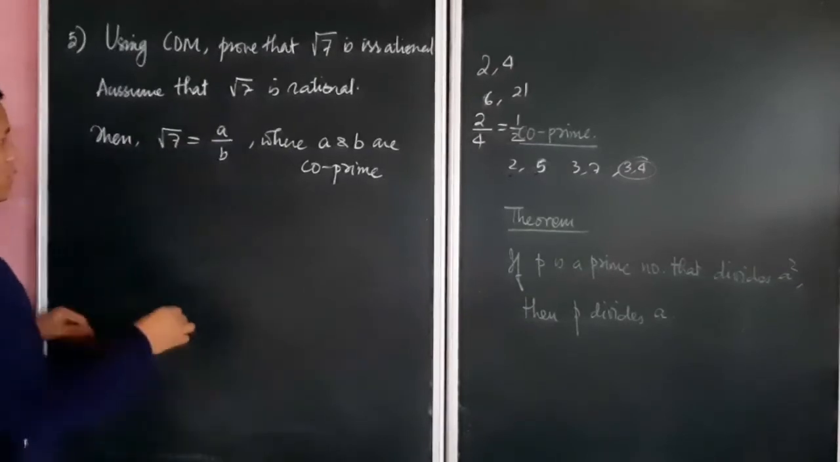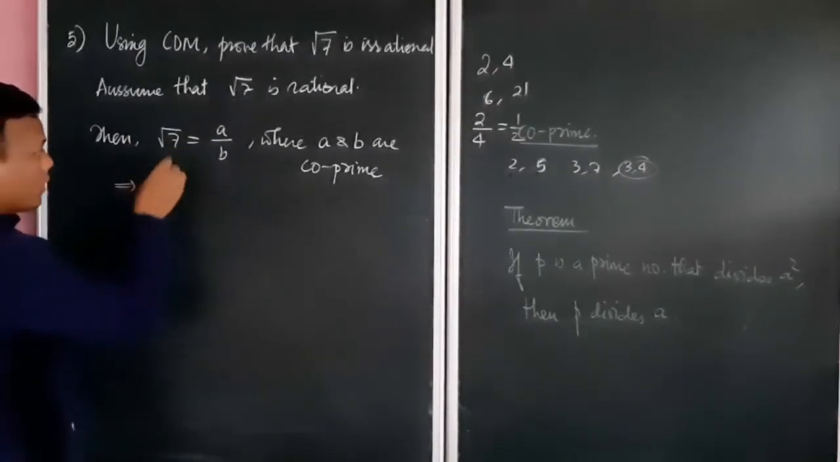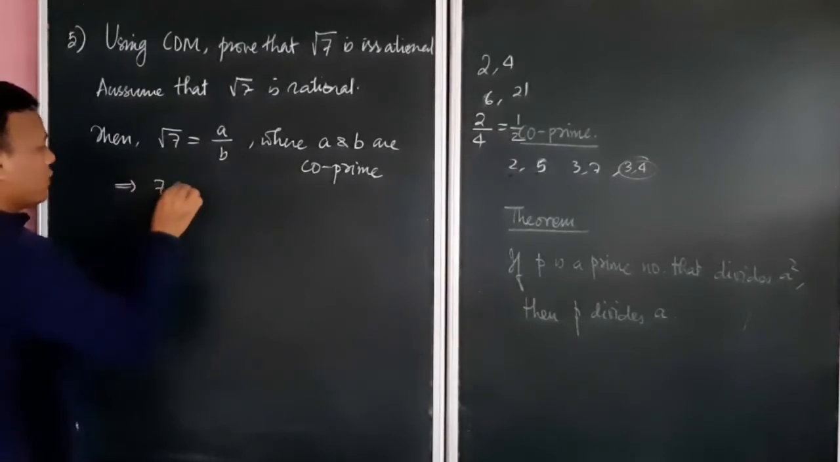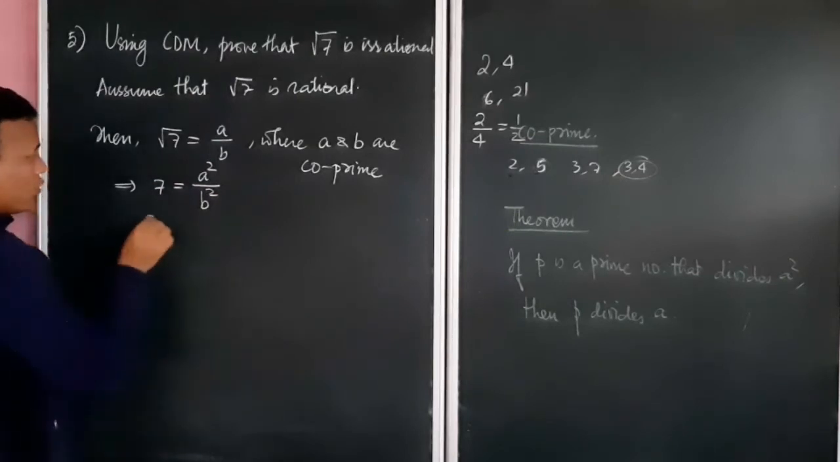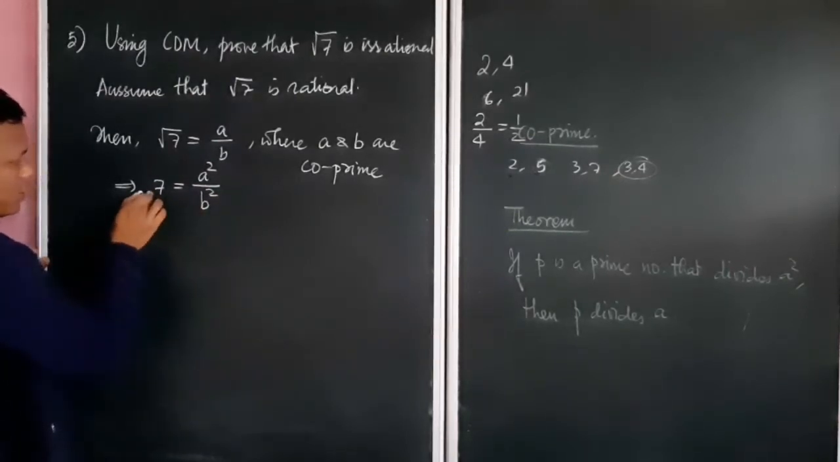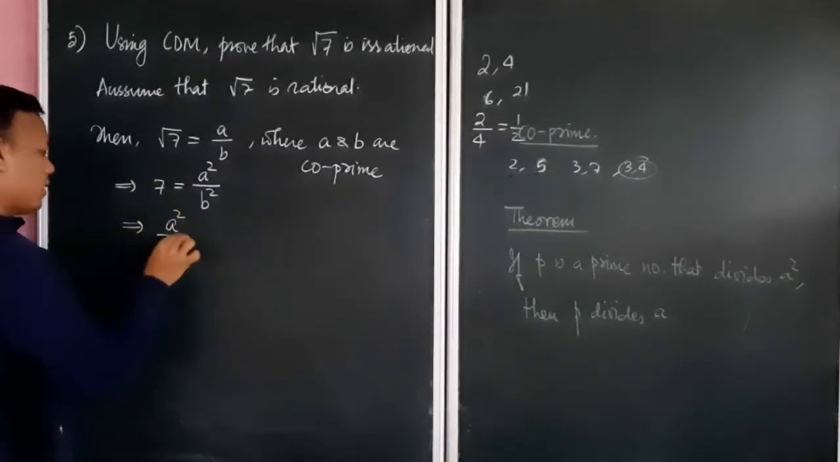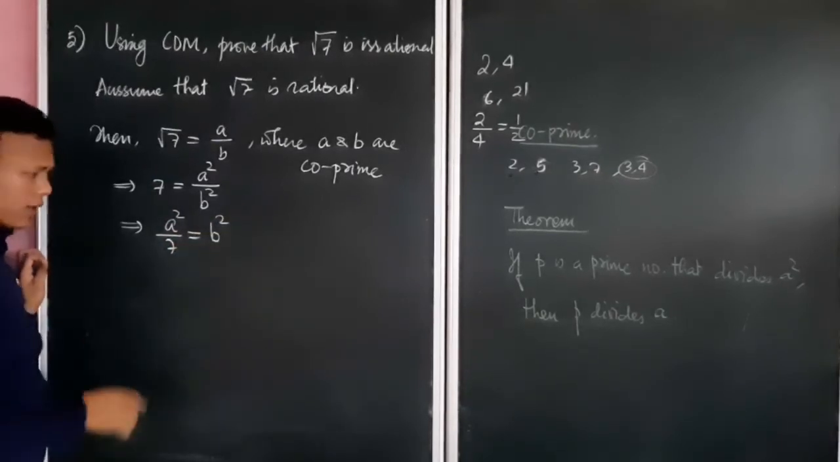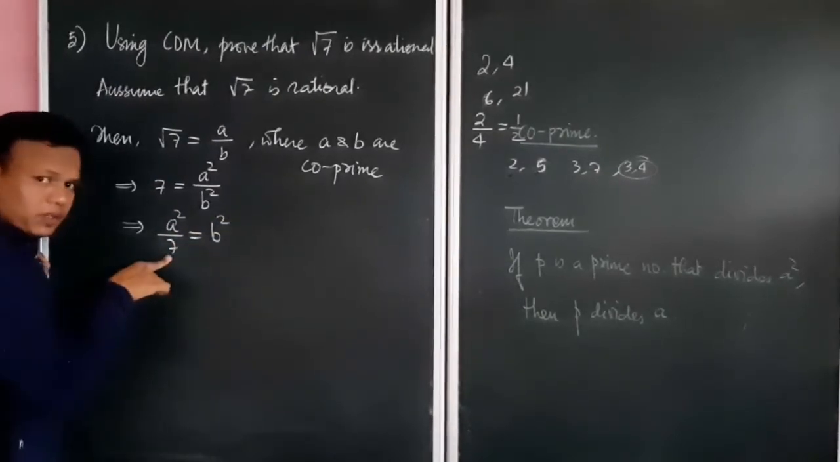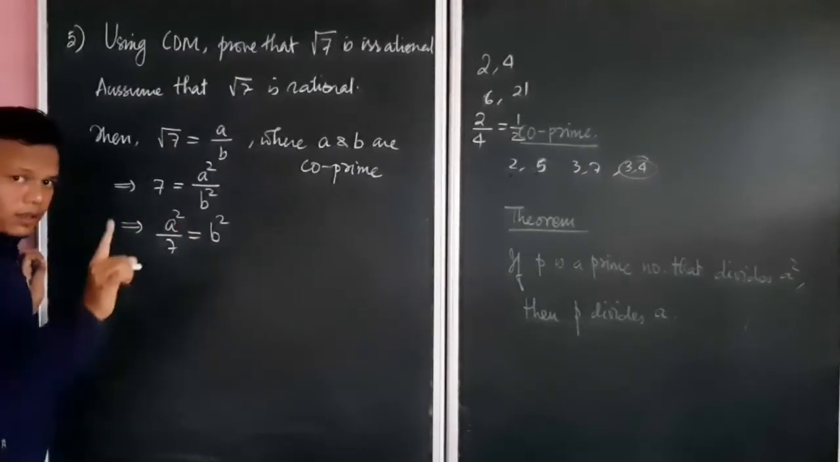All right. Okay, now here let me square it. After squaring, what do I get? I'll get 7 equals a square by b square, right? So from here, see carefully, let me get this b square out here and take this 7 down. So we have a square divided by 7 equals b square, right? Now see here, 7 is a prime number, isn't it? And this 7 is dividing a square, right?